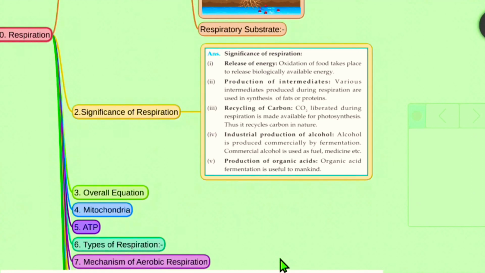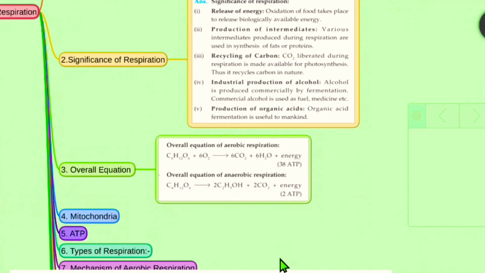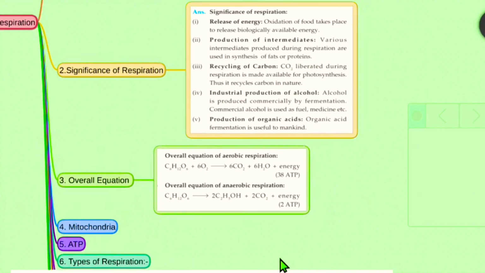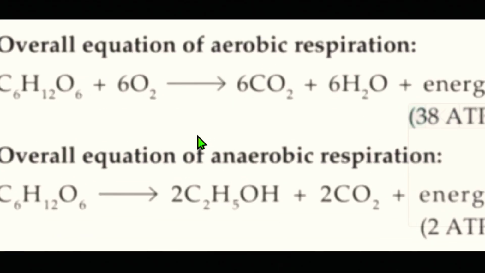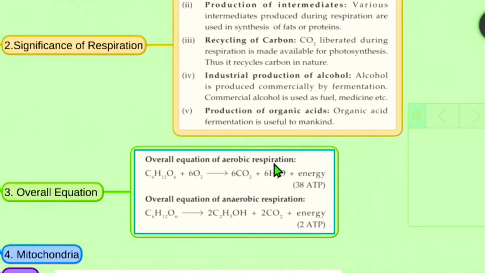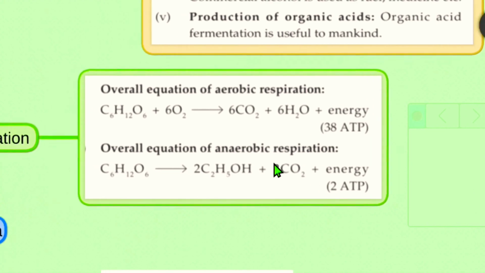So the third one is the overall equation. We'll see the overall equation of respiration. The first is the overall equation of aerobic respiration, and the second one is the overall equation of anaerobic respiration. See here. This is glucose, this is oxygen, and 6 CO2 molecules plus 6 H2O molecules plus energy in the form of ATP. There are 38 ATP molecules released in aerobic respiration.